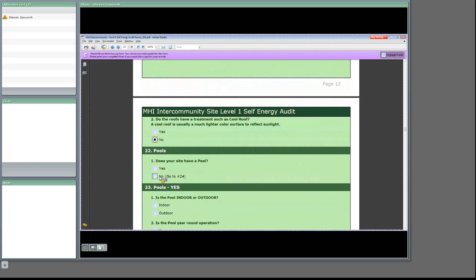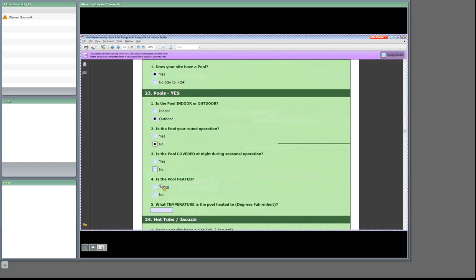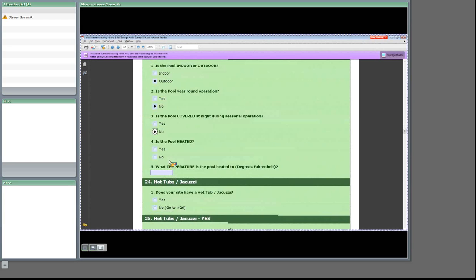Pools. This next section is for the few sites that have pools. If you answer no, go to section 24. Answer yes. We want to know whether it's indoor or outdoor, whether it's year-round operation, whether it's covered at night, and whether it's heated. And if it's heated, what temperature is that pool when it's in the heating mode?